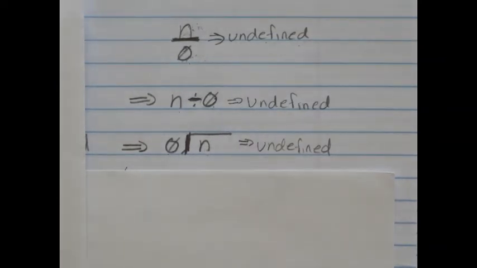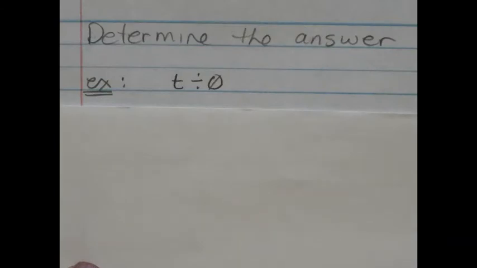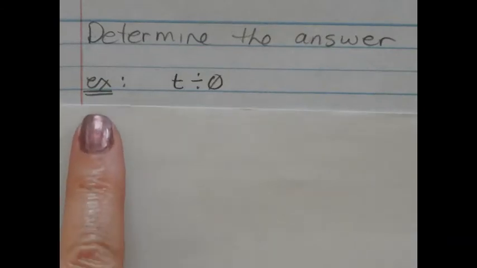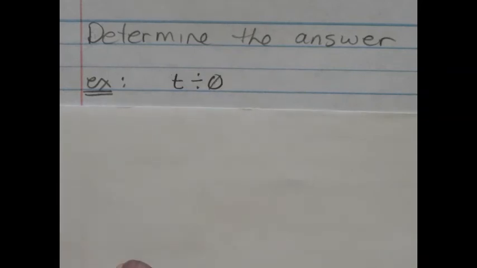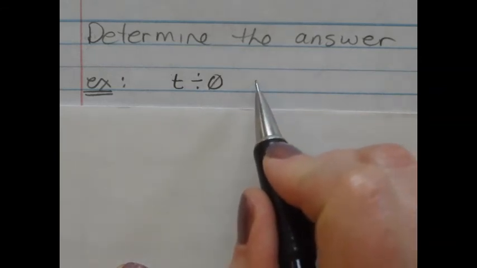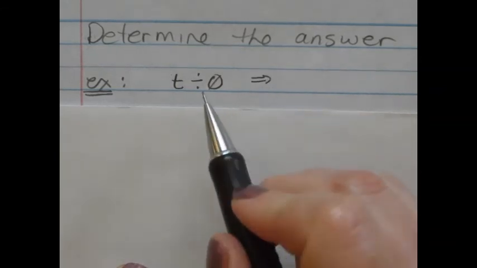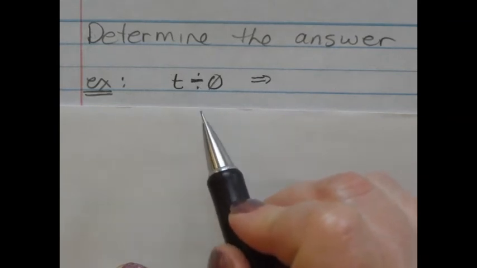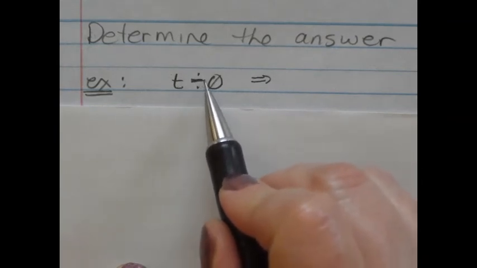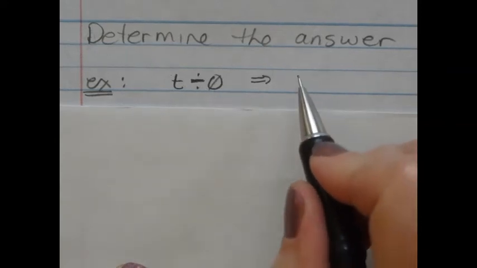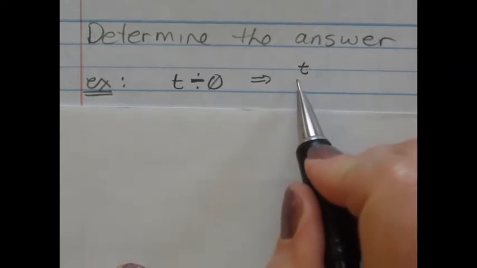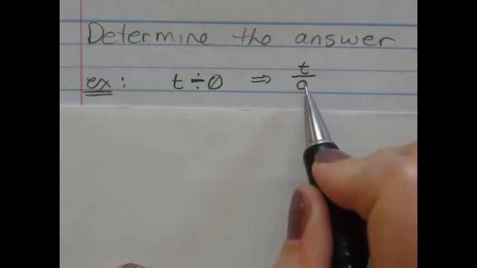Let's do a few examples. We're going to determine the answer to this example. We have t divided by 0. Now, I don't really like this way of looking at it, but what I can do is look at it in terms of what I was showing you earlier. This is t first, then you have this division symbol, and then you got 0. This is t divided by 0.